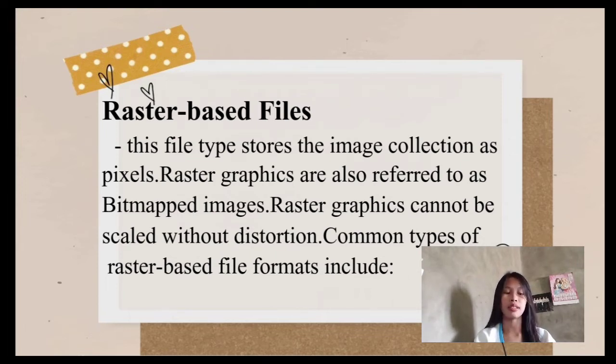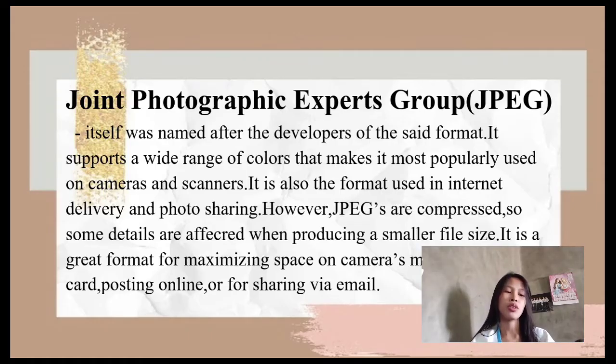Common types of raster-based file formats include JPEG, TIFF, GIF, PNG, BMP, and PSD. So, the first one is Joint Photographic Experts Group, or what we call JPEG. It was named after the developers of the said format. It supports a wide range of colors that makes it most popularly used on cameras and scanners. It is also the format used in internet delivery and photo sharing. However, JPEGs are compressed, so some details are affected when producing a smaller file size. It is a great format for maximizing space on a camera's memory card, posting online, or sharing via email.